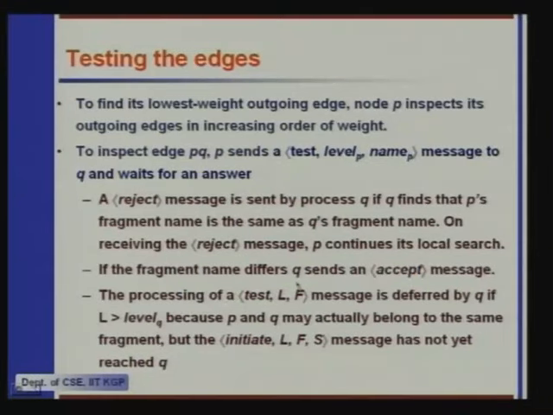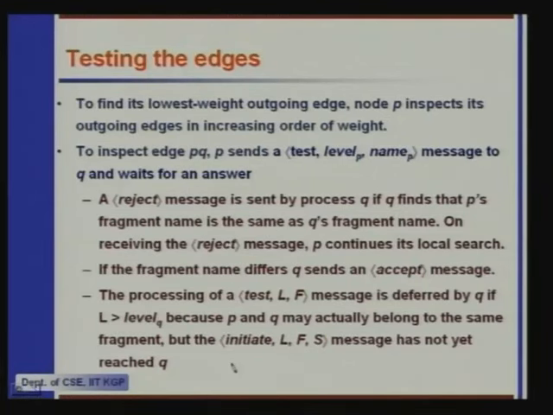If the fragment name differs, then Q sends an accept message, provided that, look at the third case, the processing of a test(L, F) message is deferred by Q if L is greater than level Q, because P and Q may actually belong to the same fragment, but the initiate(L, F) message has not yet reached Q. Now, please understand this issue.